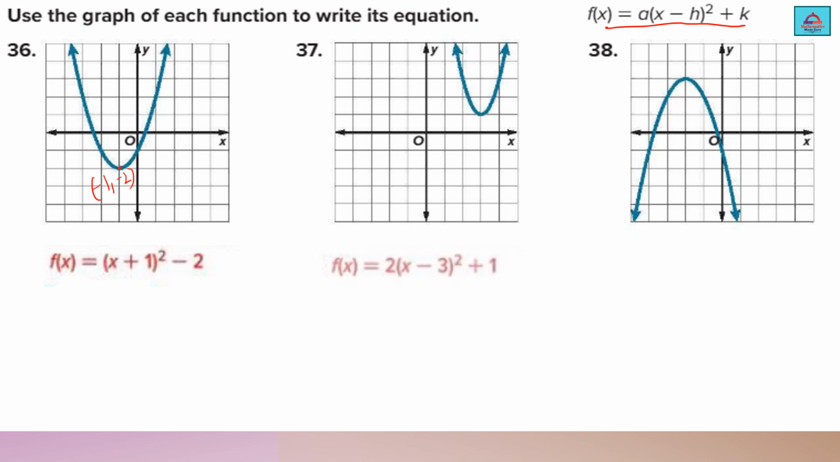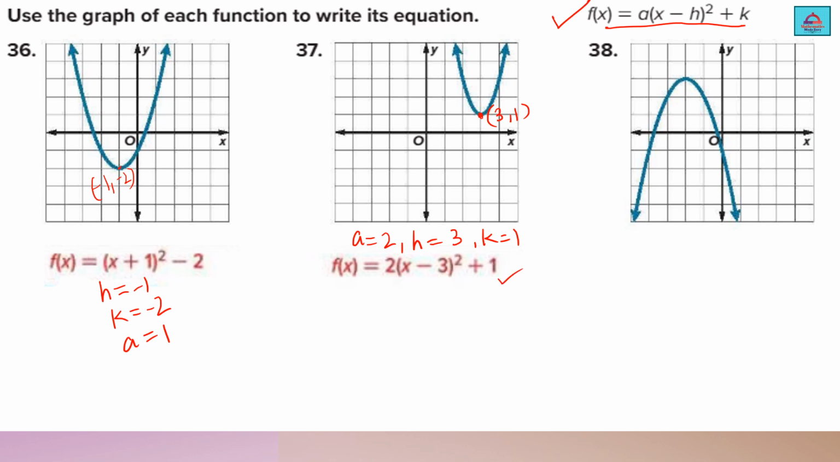And the shape is the same, so the value of a is equal to 1. So for this question, h is -1, k is -2, a is 1. There is no change in the shape. Now here you see the shape becomes small. So a is going to be 2, h is going to be coming from the vertex, k is going to be coming from the vertex. So this point is 3, 1. So h is 3, k is 1. So you put that in this equation from the formula sheet and you get your answer as this.